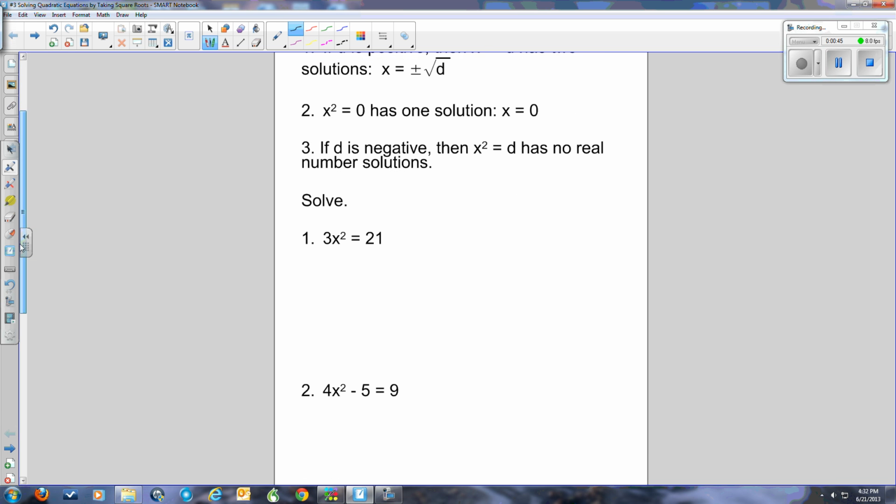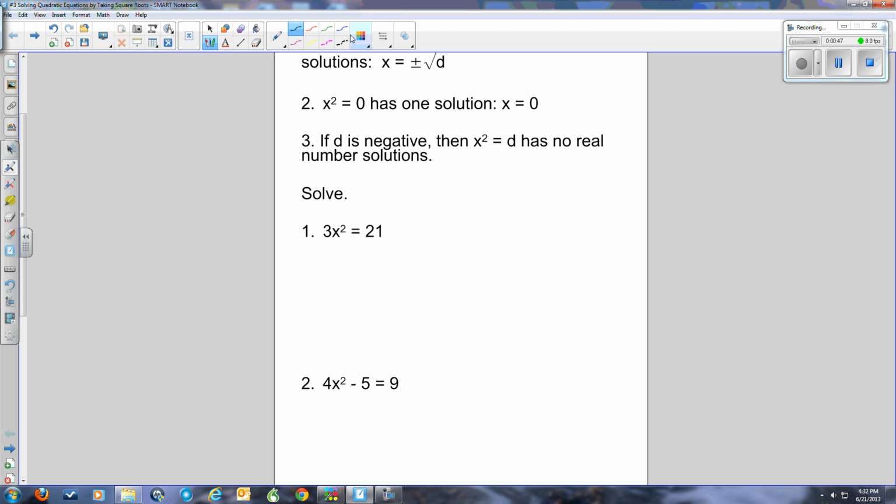So for instance, let's say we want to solve this problem. Basically, just like when you're solving equations, what you want to do is get the x squared term alone. So 3x squared equals 21. So we'll start by dividing each side by 3. So we have x squared is equal to 7.